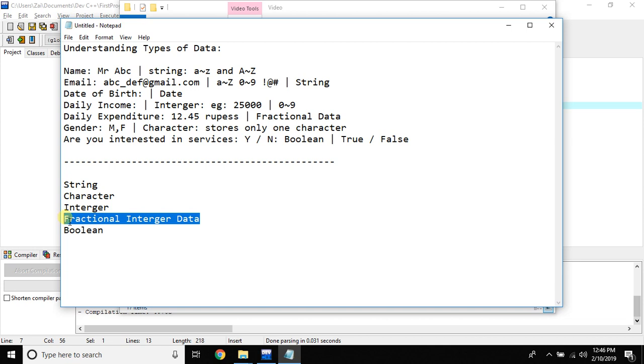I hope you understand the concept of this session. In this session, we tried to differentiate the types of data available to us. So in the next session, we are going to learn the different data types in C++.